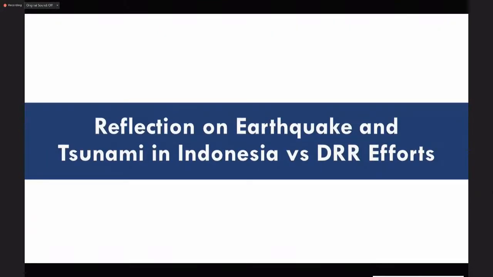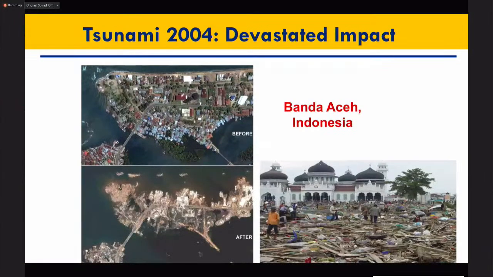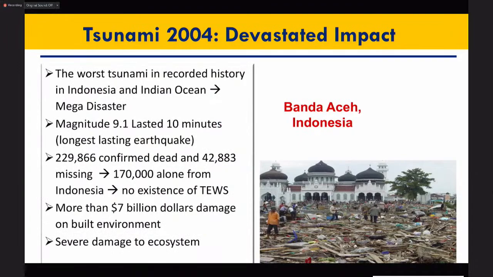And then I would like to reflect on what happened in Indonesia in the 2004 tsunami. I just would like to remind everybody of the devastating impact of the 2004 tsunami. It was the largest tsunami in recorded history in the Indian Ocean, what we call a mega disaster. The earthquake was long-lasting, about 10 minutes. You can understand the impact of the shaking, not only ruining all the infrastructure and housing but also generating the mega tsunami. About 230,000 people were confirmed dead from 14 countries of the Indian Ocean, 170,000 from our country alone. This was due to the absence of a tsunami warning system, and there was severe damage to the ecosystem.